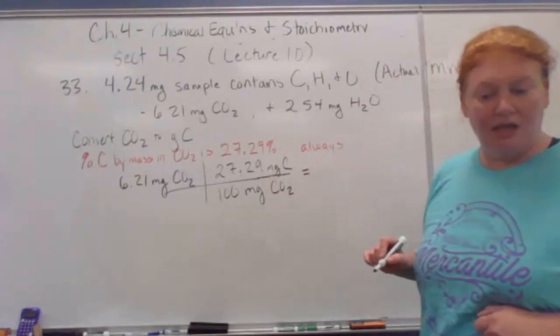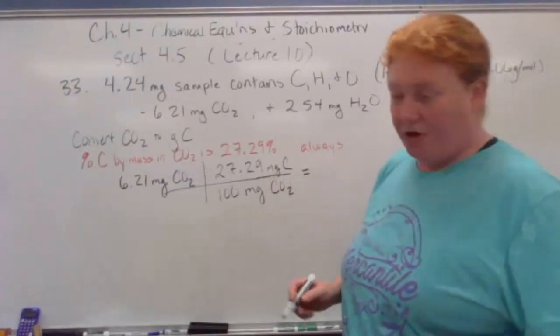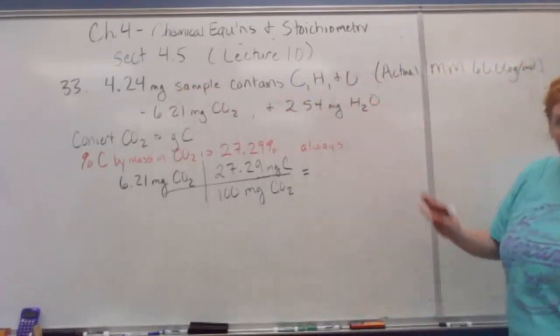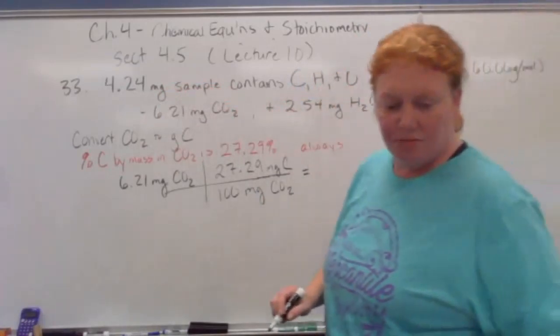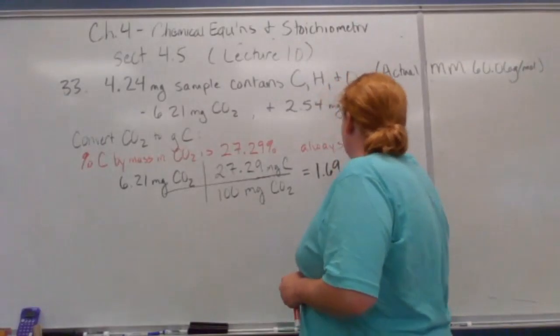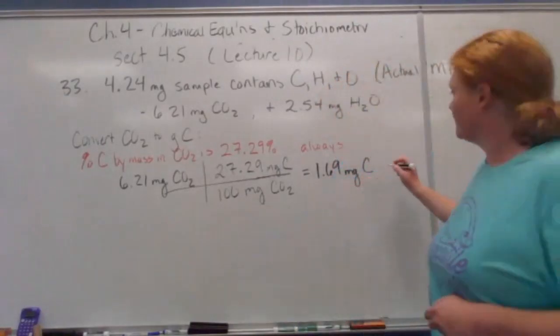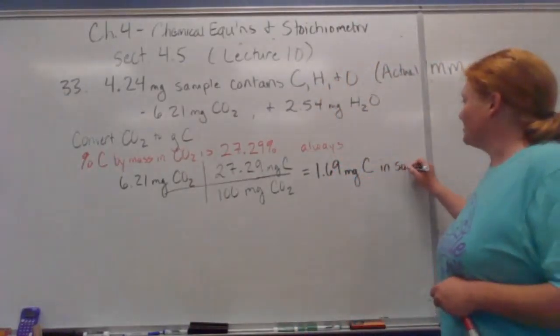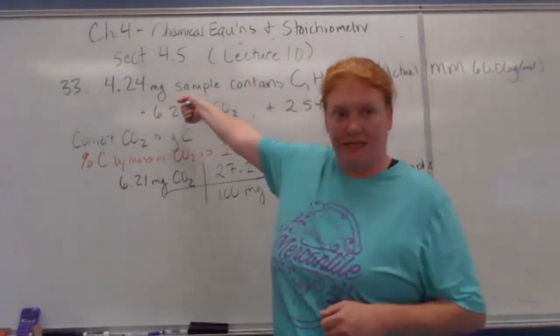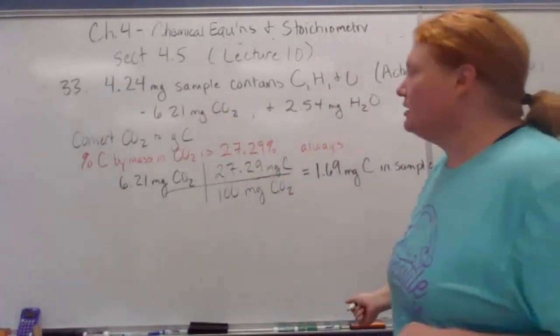Okay. And then you'll get the milligrams of carbon. I want milligrams in this problem because all of my numbers are in milligrams. So you should get 1.69 milligrams of carbon. This is what was in the sample that you sent for analysis. That's how many milligrams of carbon were in there.